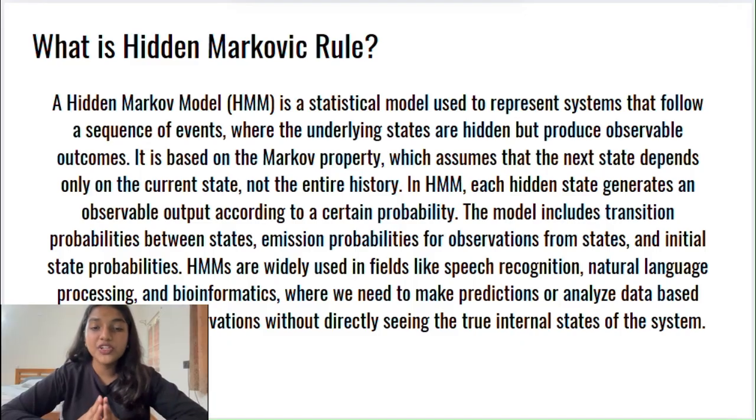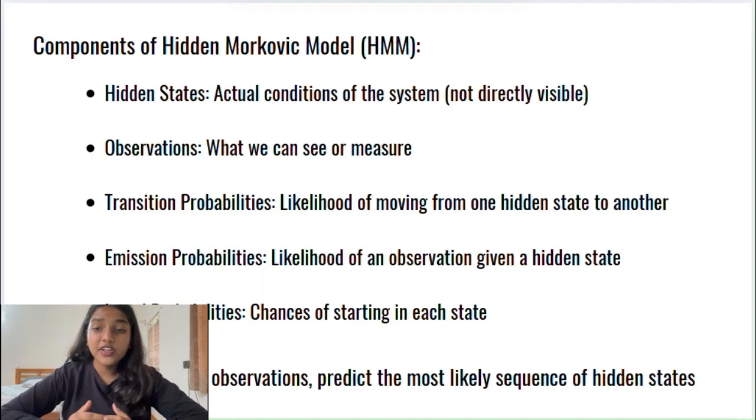Okay, let's see about the components of a hidden Markov model. First, hidden states, which are the actual conditions of the system, and then observations, what we can see or measure, and transition probabilities, as we've seen, the likelihood of moving from one state to another. Emission probabilities are the likelihood of an observation given a hidden state, and initial probabilities are the chances of starting in each state. So the goal is, given the observations, we have to predict the most likely sequence of the hidden states.